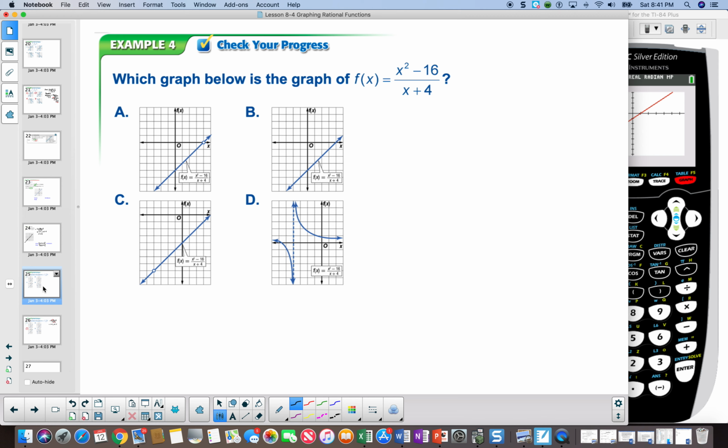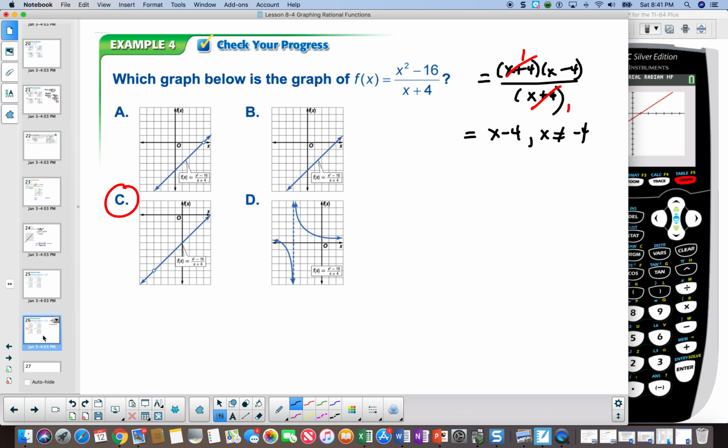Okay, pause and see if you can figure out what it looks like. And here's the answer.